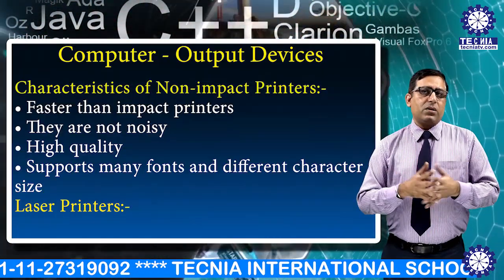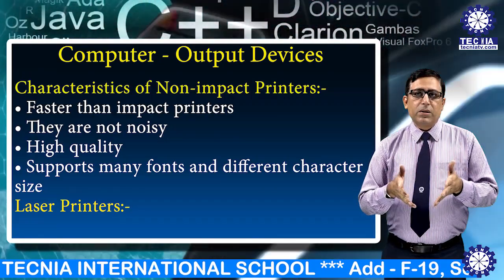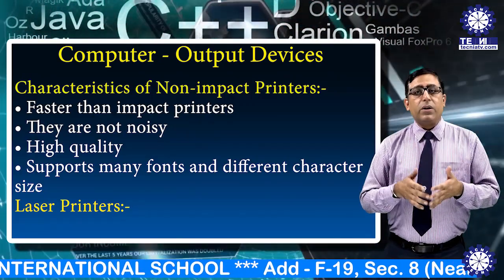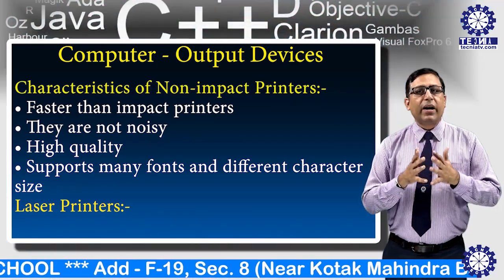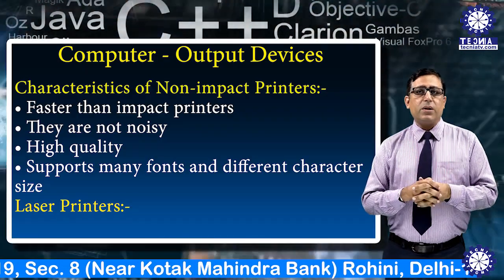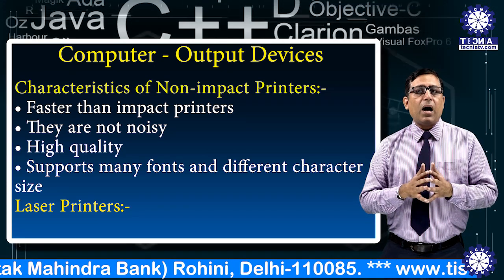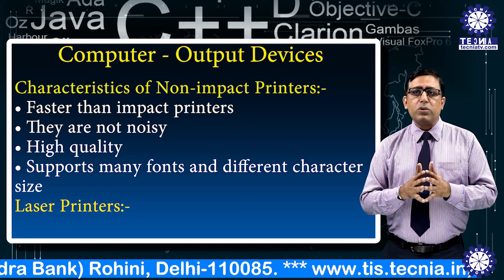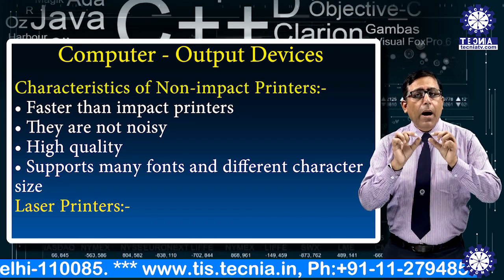Now, what are the characteristics of non-impact printers? They are faster than impact printers. They are not noisy. They have very high quality. They support many fonts and different character sizes. Now we are discussing the laser printers. These are non-impact page printers. They use laser light to produce the dots needed to form the characters to be printed on a page.